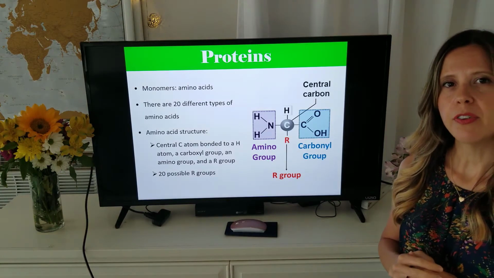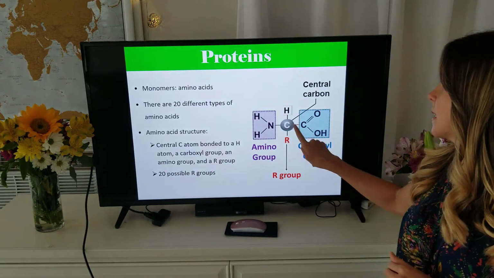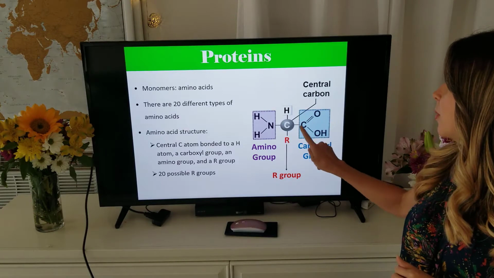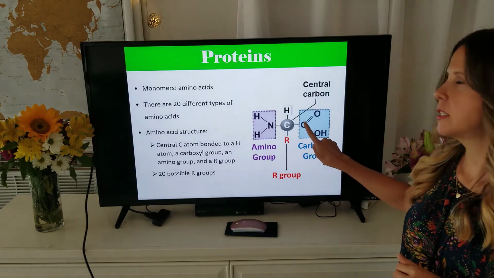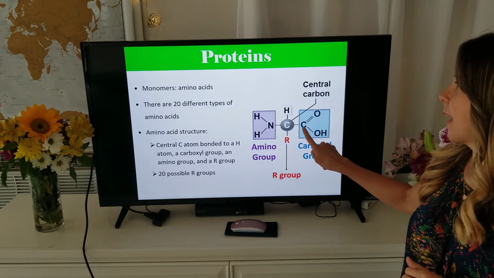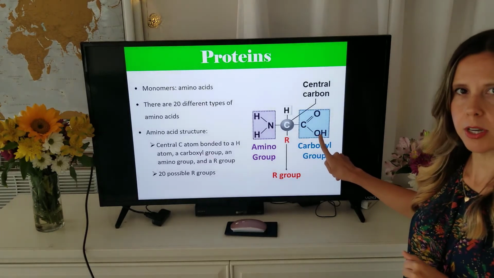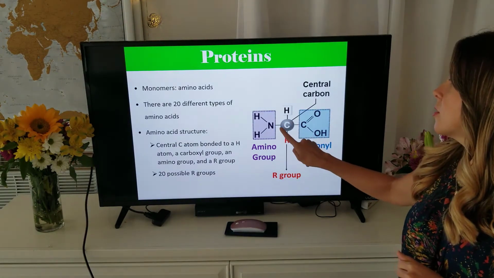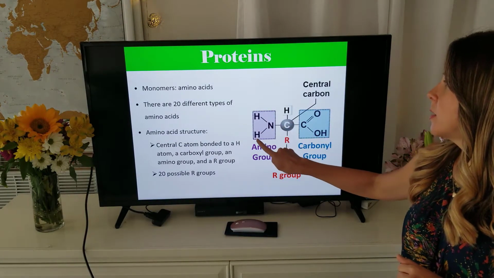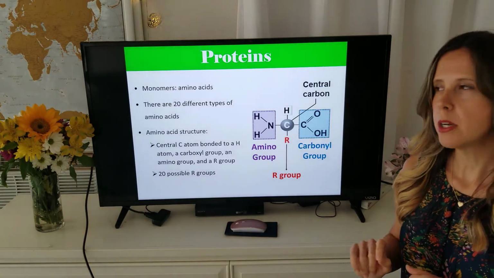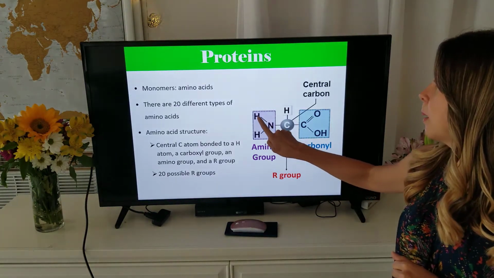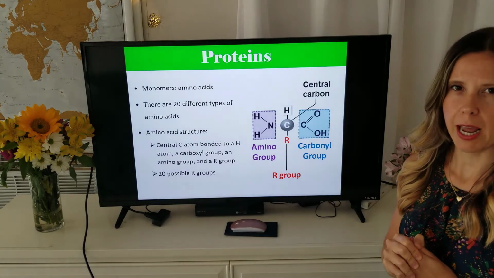The other thing we'll find in our amino acid is that it's connected to a carbonyl group, which contains carbon double bonded to oxygen, and then that carbon is also bonded to a hydroxide group. This central carbon atom is also going to be joined to an amino group. The amino group contains nitrogen bonded to 2 hydrogen atoms.